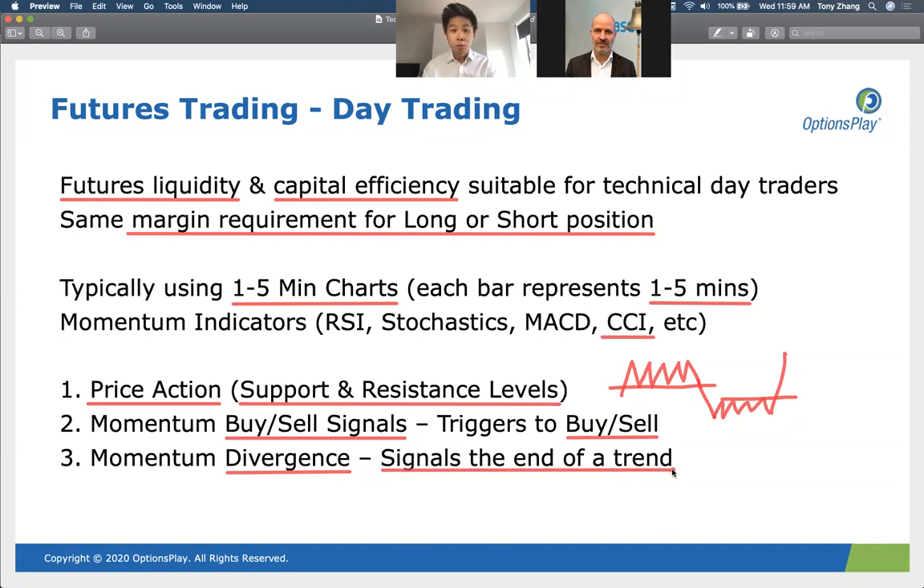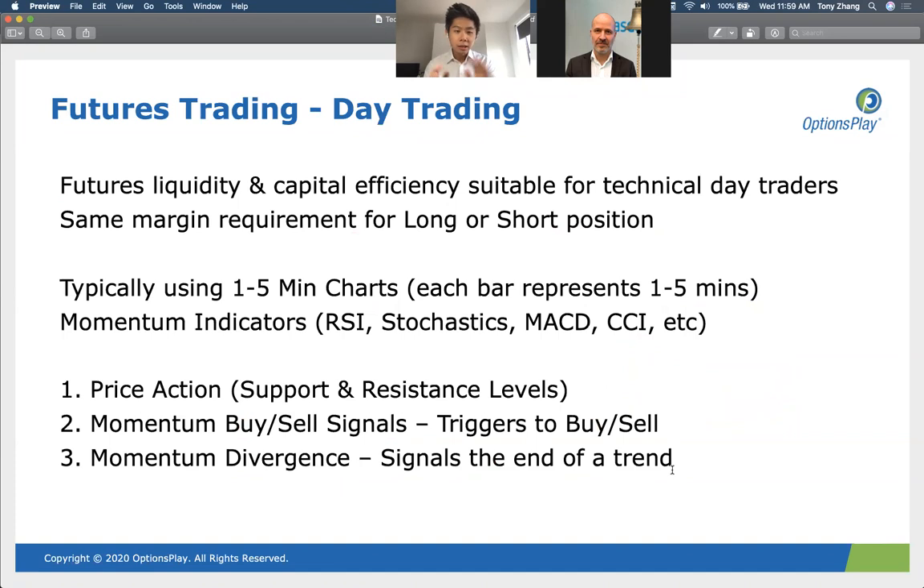And I'll walk you through my actual strategy as to how I would use these technical indicators together to generate actual buy and sell signals, and when I would consider it's time to get out of a specific trade. So these are the basic tools that a futures trader would utilize in their trading for futures.